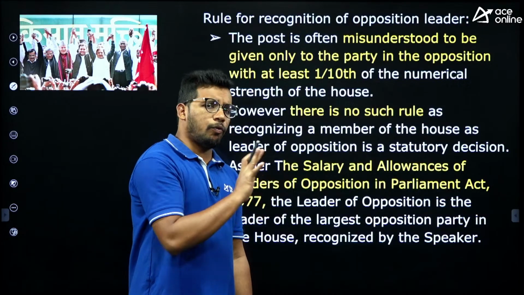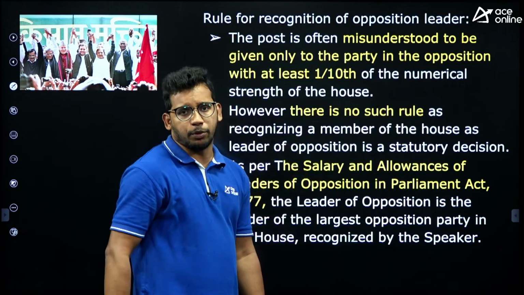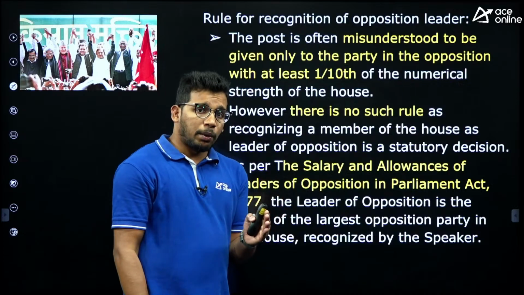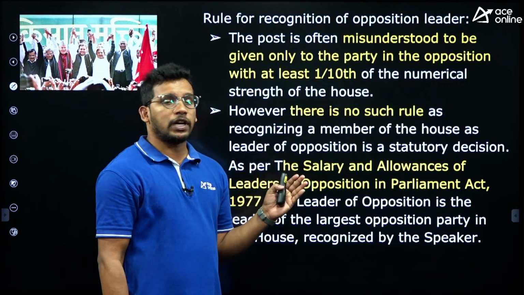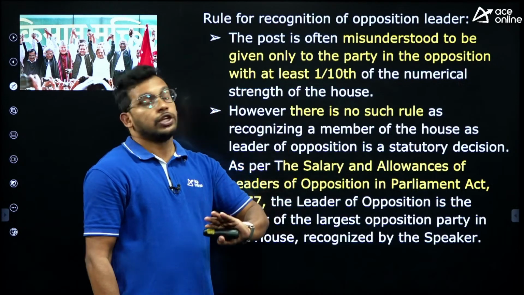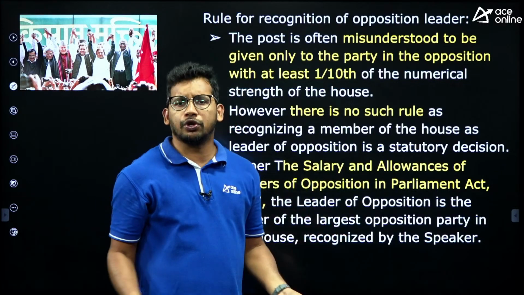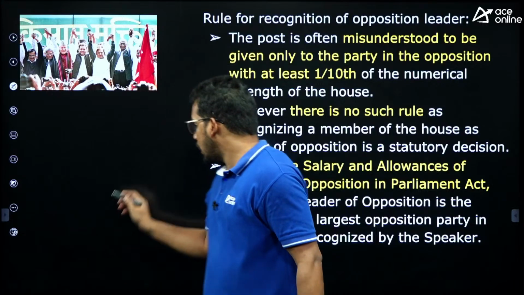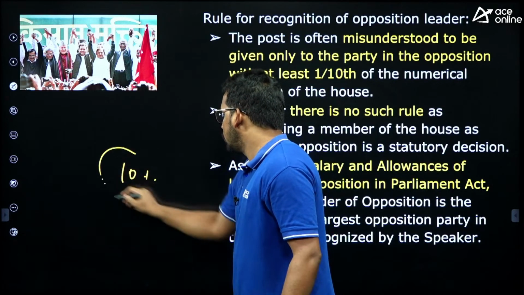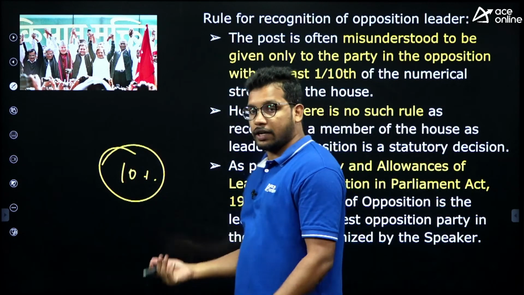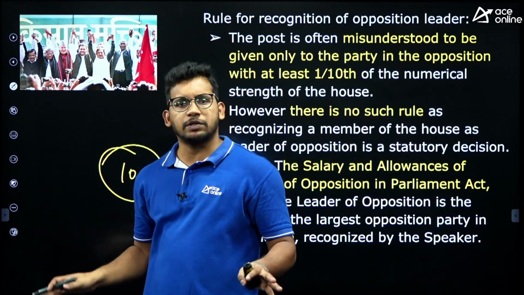So who can be recognized as a leader of opposition? See, you have to remember one thing. They will ask you in the exam whether the constitution mentions this. So nowhere, not even in the rule book, not even in the constitution, was it mentioned that 10% of seats has to be there to get the opposition status. Nowhere it was mentioned, right?